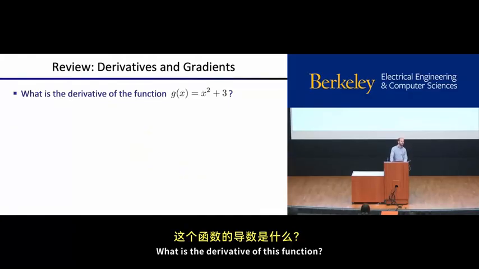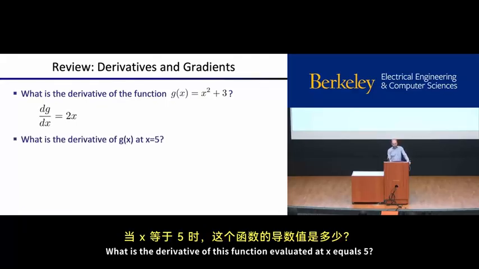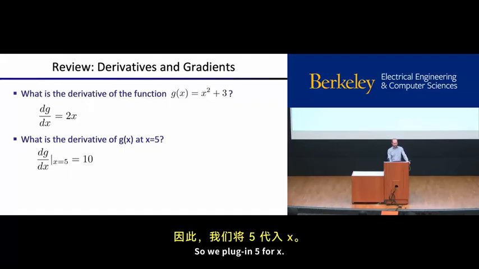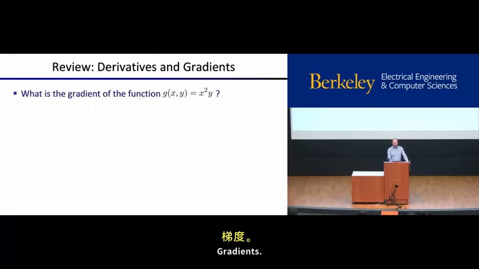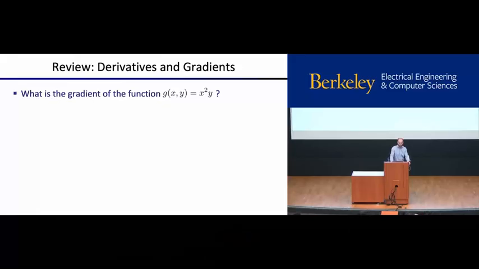What is the derivative of this function? 2x, great. What is the derivative of this function evaluated at x equals 5? 10, great. So we plug in 5 for x. Okay, gradients. Raise your hand if you have seen gradients in a class before. Good, cool.